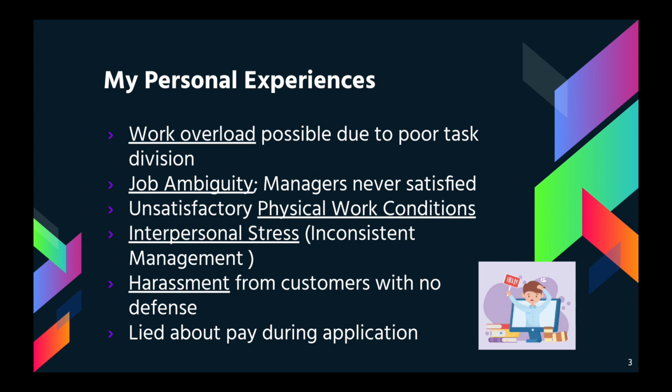The second thing to look out for within that same vein of the poor task division was always job ambiguity. The managers were never satisfied. If you were bussing a table, the manager would come over and say, "Why are you doing that? Why aren't you doing this other job? That's also your job." But there was no assignment, and no one told you to go do that. You're just expected to do everything. So the way they ran things was very unsatisfactory, as well as the physical work conditions.